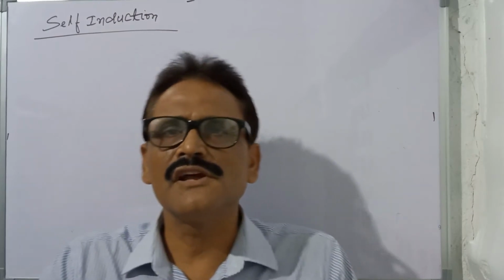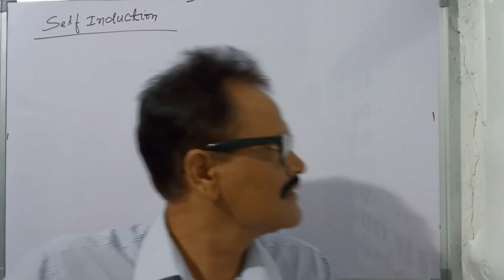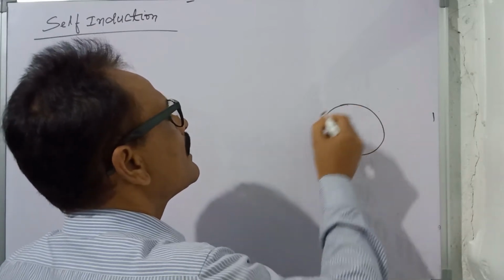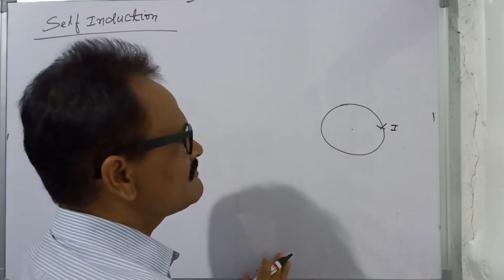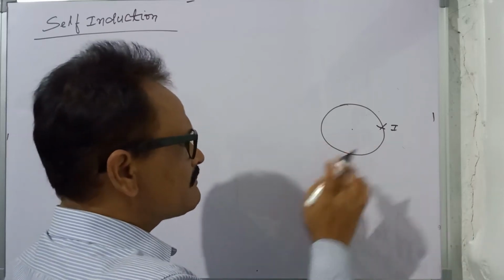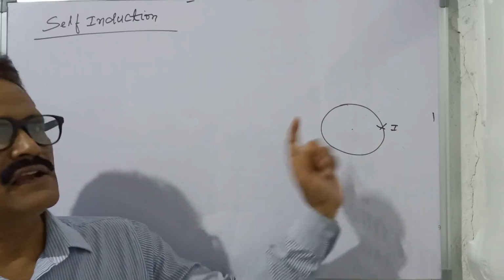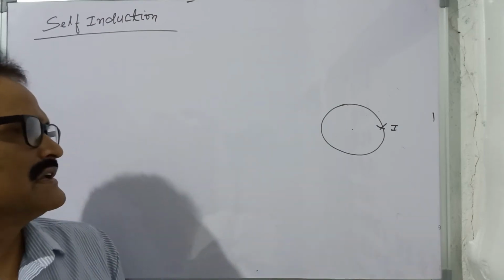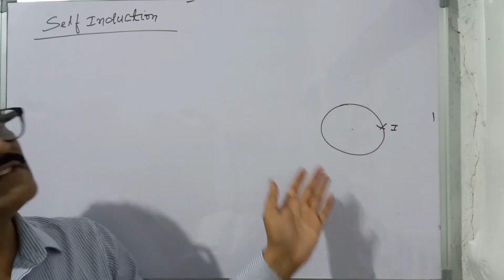Students, today I am going to discuss self induction. For this, suppose a circular loop, and if a current I is established in this loop, a magnetic field will be produced due to this electric current. Due to this magnetic field, a flux is linked to the area bounded by this loop, and if the current changes in this loop, then the flux will change.